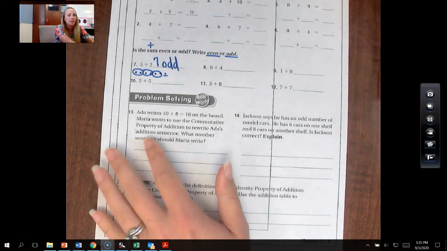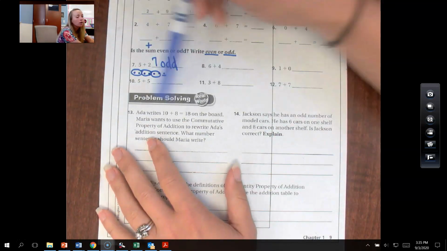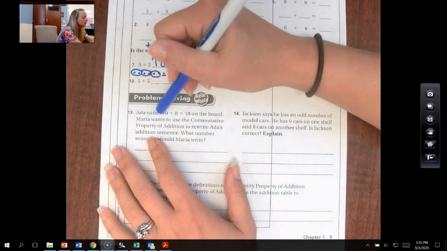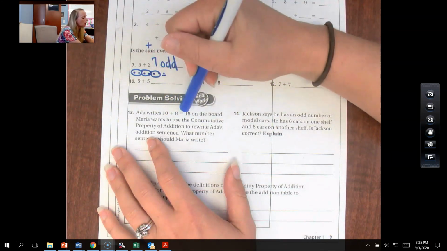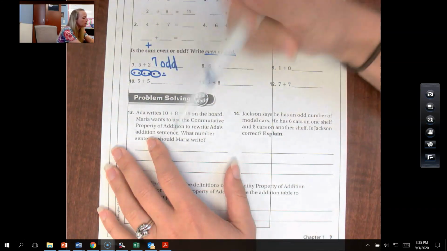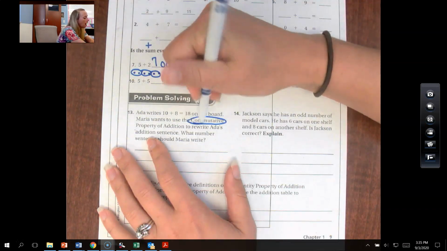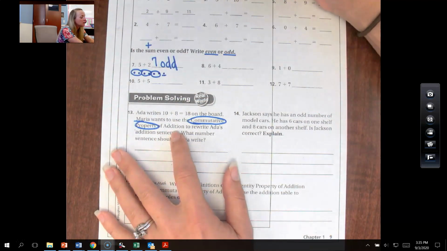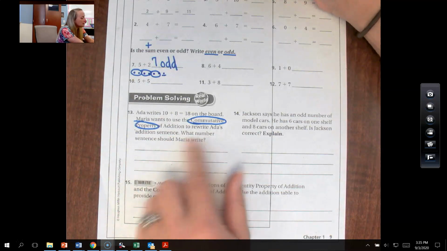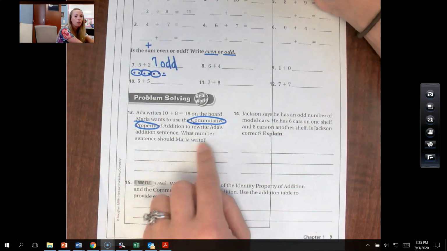Let's look at number 13. Follow along with me as I read the directions. Ada writes 10 plus 8 is 18 on the board. Maria wants to use the commutative property of addition to rewrite Ada's addition sentence. What number sentence should Maria write?